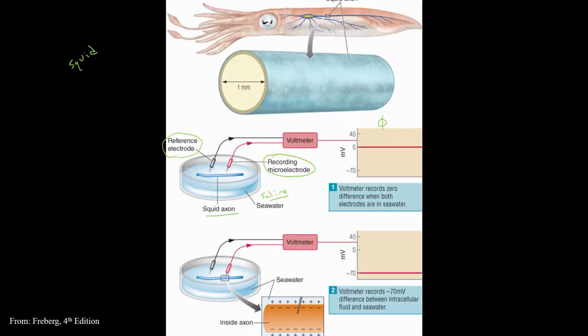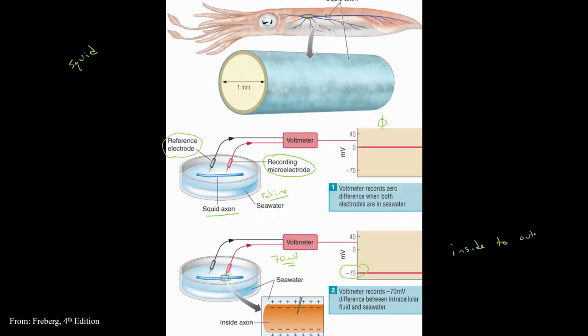Now, if we look down here, we take our recording electrode and put it into the squid giant axon. You know that the inside is slightly negative compared to the outside. So now, inside compared to outside, there's about 70 millivolts worth of charge separated. That means the inside is a little more negative, so minus 70 millivolts. That's what we're going to see. Okay. Remember, inside to outside.